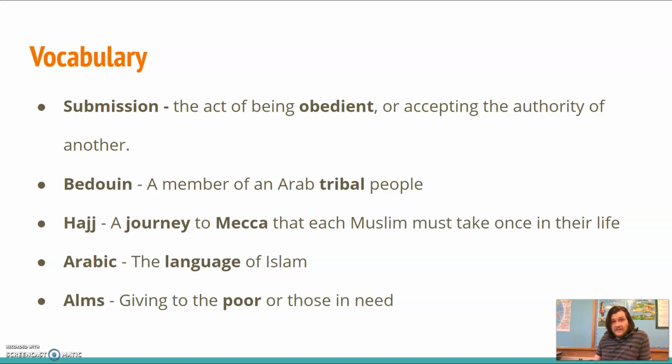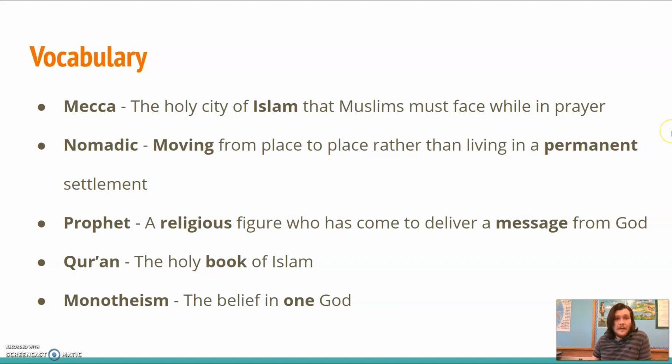Arabic is the language of Islam. Alms is giving to the poor or those that are in need. Mecca is the holy city of Islam. And Muslims actually face the direction of Mecca when they pray. Nomadic, that's moving from one place to another and not having a permanent home. The Bedouins were actually nomadic.